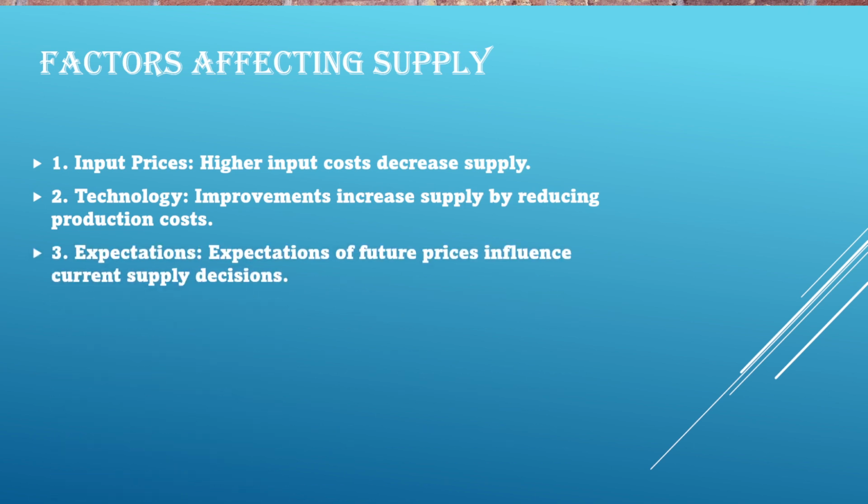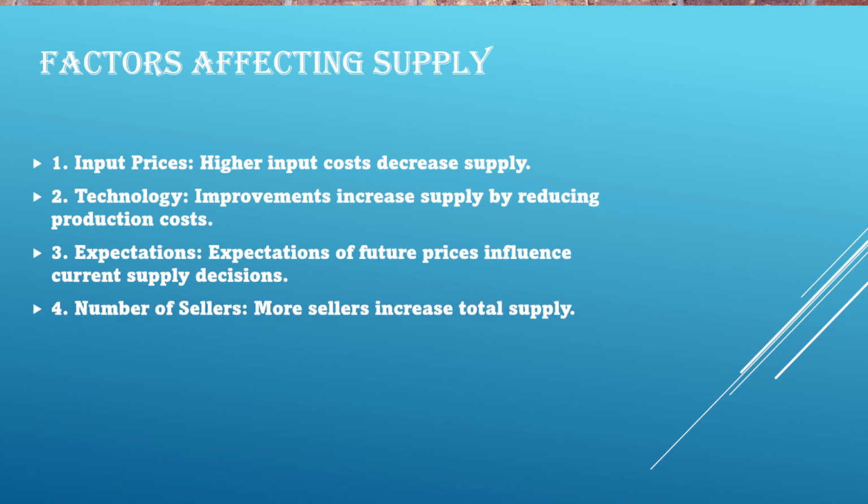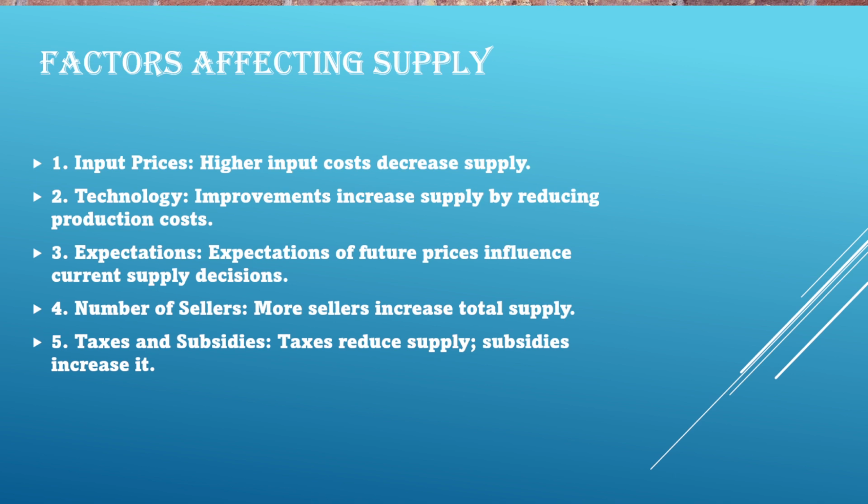Expectations of future prices influence current decisions. The number of sellers will increase the total supply. And a great political one, taxes and subsidies. Taxes reduce supply, subsidies increase it.